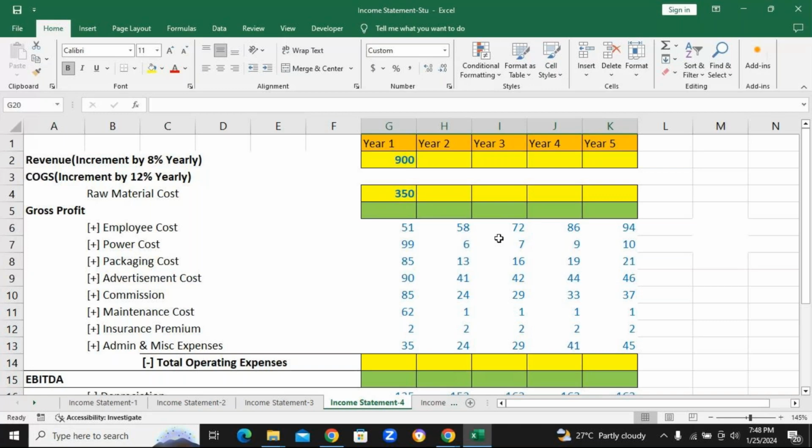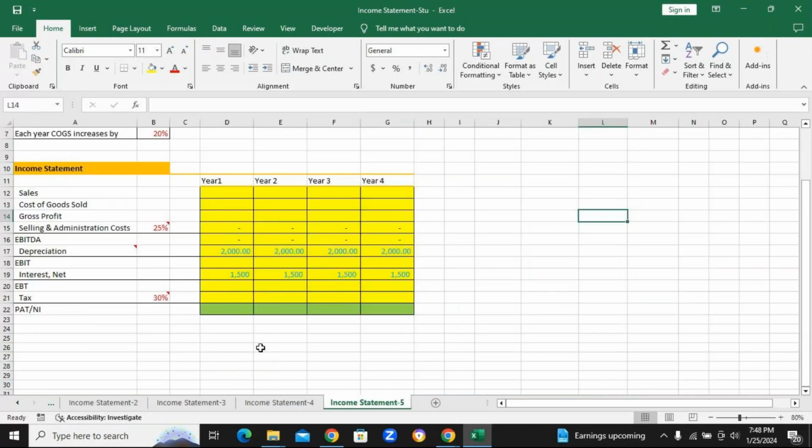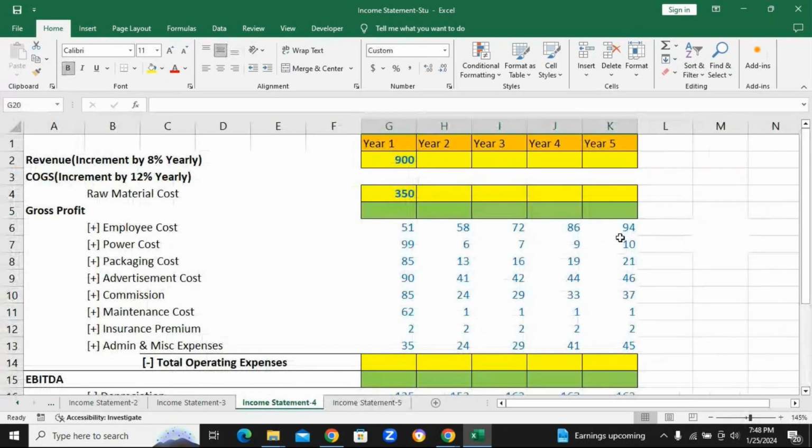Tomorrow you people will not be having the class. The classes will be resuming only on Monday. Whatever files I have given, please download them and keep them. You can try income statement 4 and 5 both. If you can solve them, good, or I will solve them and show you. But before that, I wanted you people to give a try.